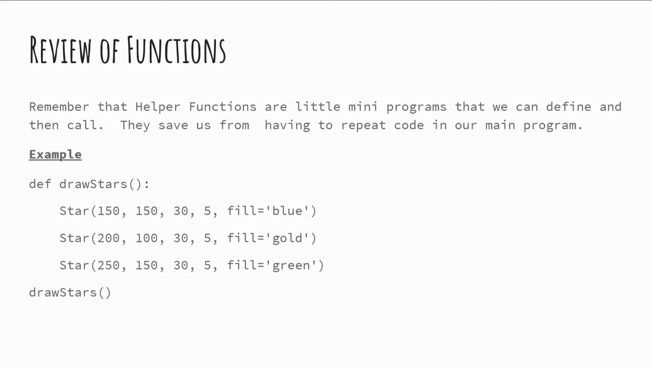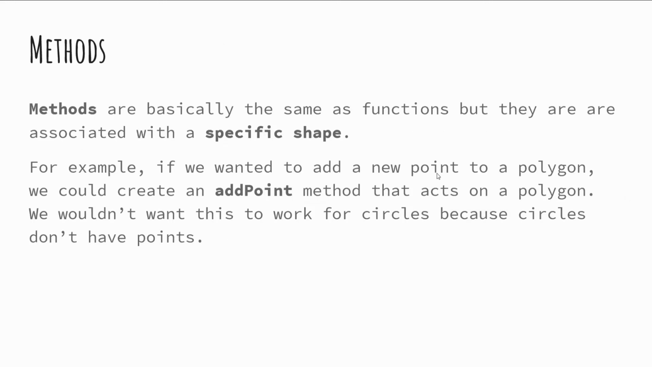So in a similar way, methods really do the exact same thing, except instead of just happening to the whole program, it's a little mini program that we can run on everything. It's going to be tied to a specific shape, right? So methods are something that are done to objects, whereas functions are something that are done just within the entire program. So they're a lot more specific.